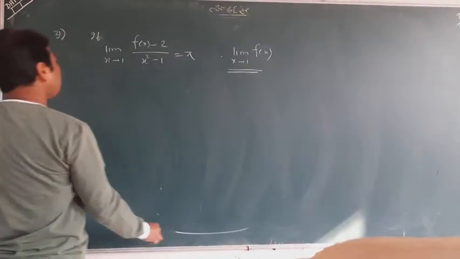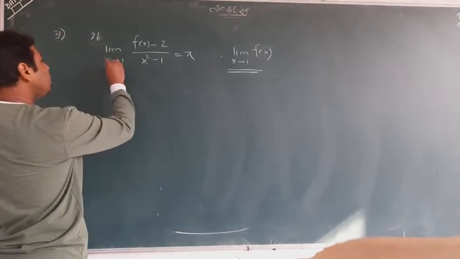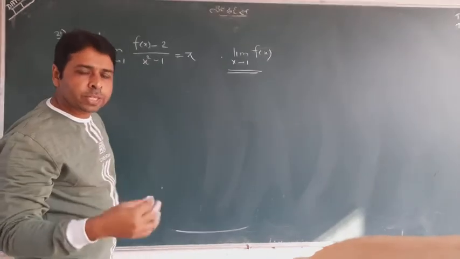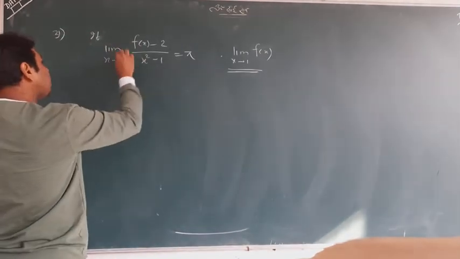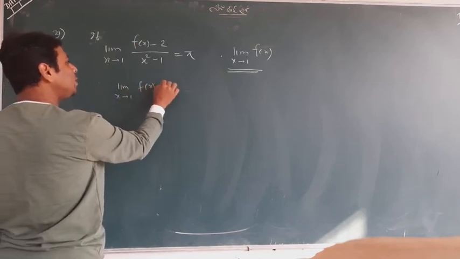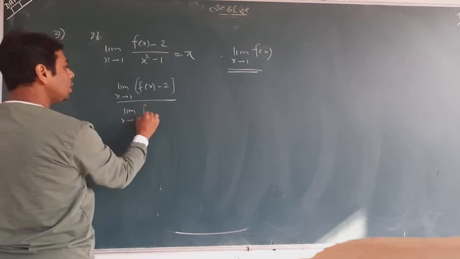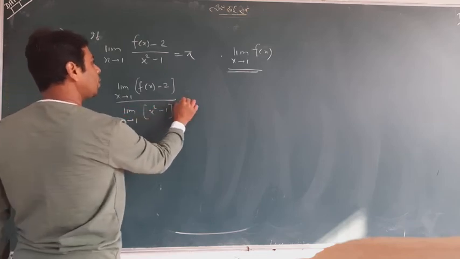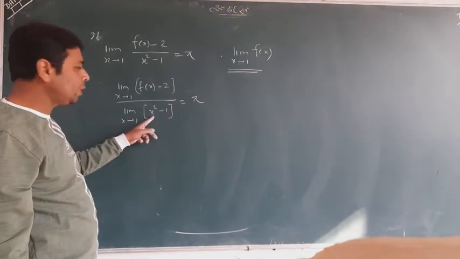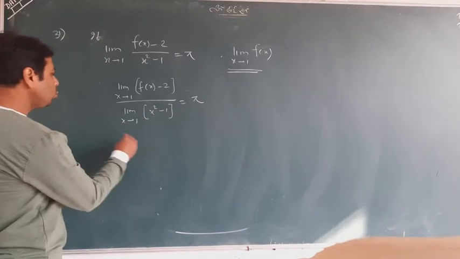So let me explain how we can deal with this question. First of all, separate the limit in the numerator as well as the denominator. First I write limit x tends to 1 of f of x minus 2 upon limit x tends to 1 of x square minus 1 equal to pi. Now you should know that when I put x tends to 1 here, the denominator will be 0, so no sense will be there. So what I do is some cunning work.